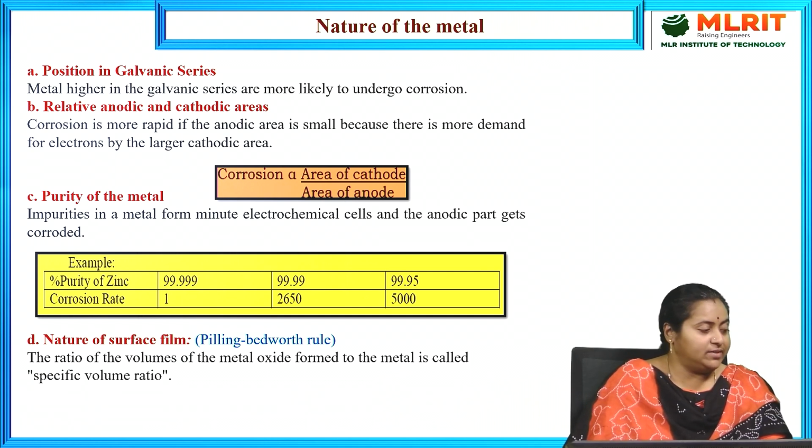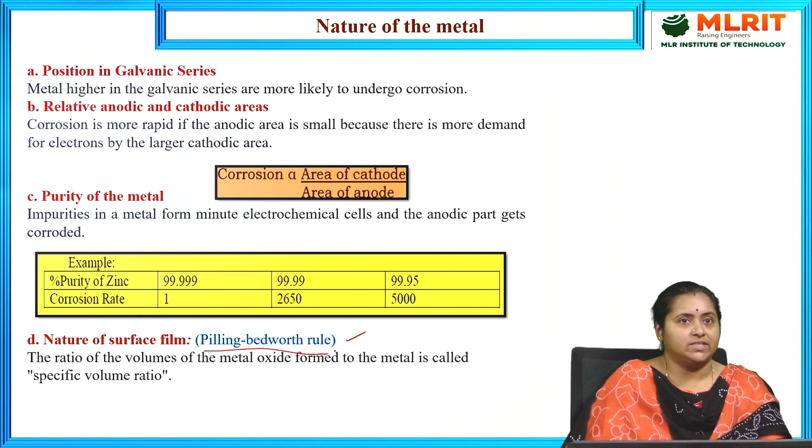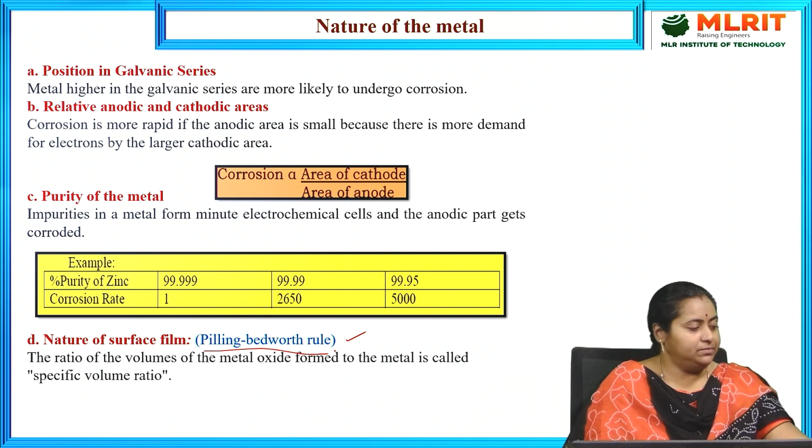What is the next factor? Nature of the oxide film that was produced. So the surface film, based on the statement of the Pilling-Bedworth rule, we have already studied at a specific volume ratio.